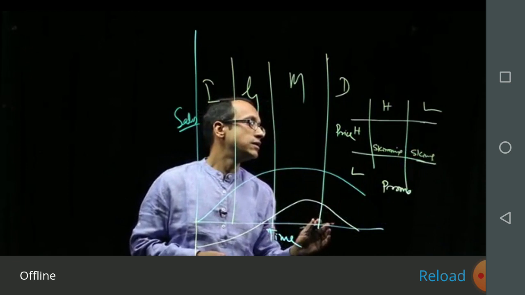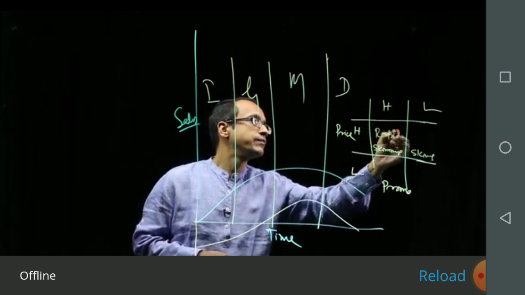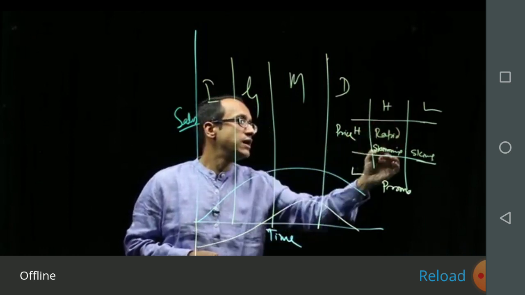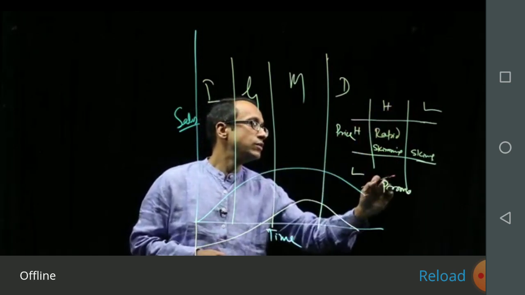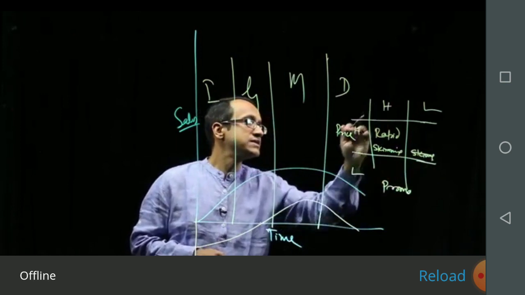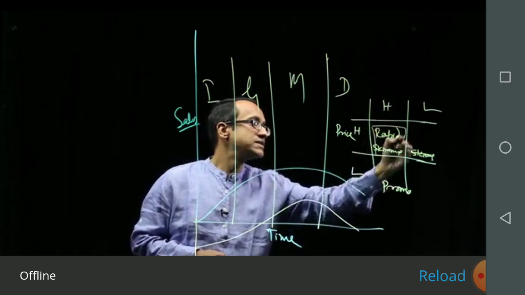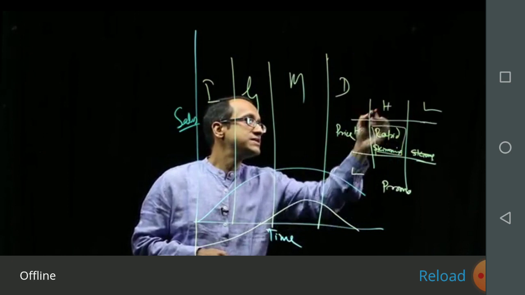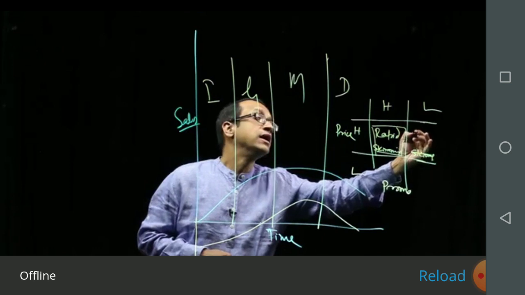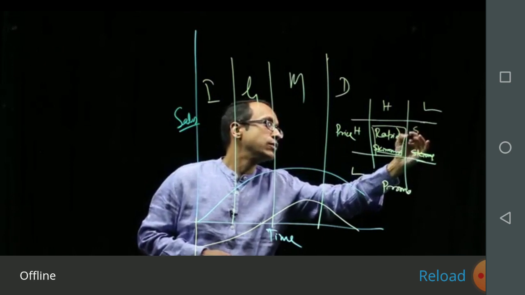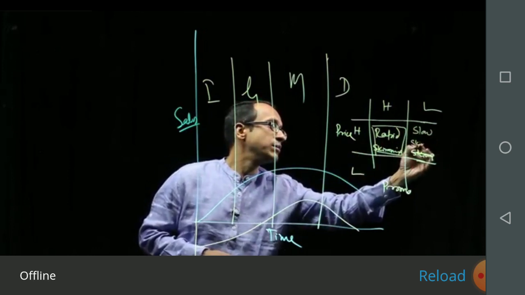Promotion. When the promotion is high, you call that rapid. So price high, promotion high, you call that rapid skimming. Price high, promotion low, then what do you call that? In case of promotion low, you call that slow, and price is still high, you call that skimming.